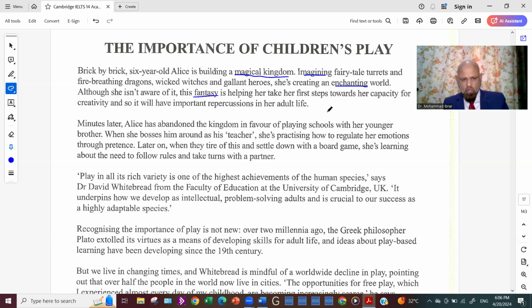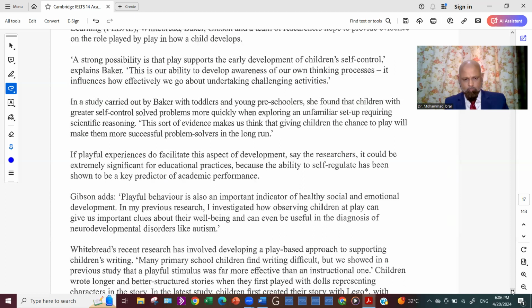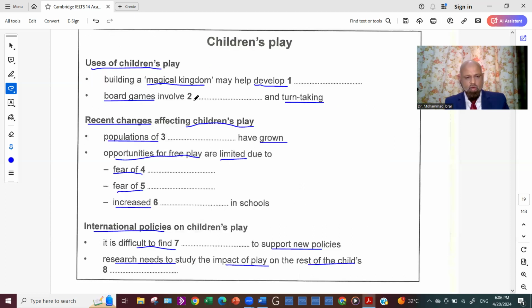Okay. Now let's go back to the text here again to confirm. You see, so magical kingdom, that means it's about may help develop. What does it develop in a student? What does it help improve?